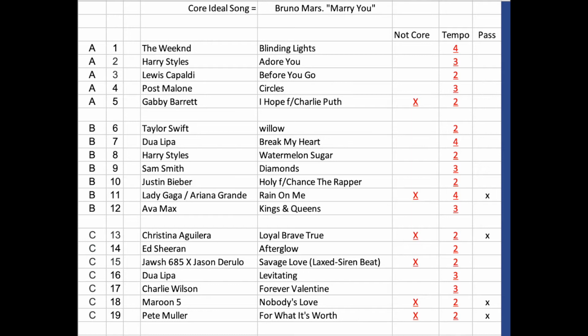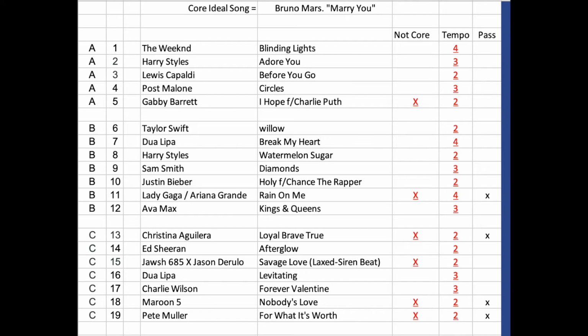As you can see, looking at the spreadsheet, the core ideal song, Bruno Mars, there's Marry You. I already told you about that. And then there's 3 other columns. Again, you can make this any way you want. I'm just doing this to explain it to you. You see 3 columns: not core, then tempo, then pass. Now, pass, to me, I'll explain that when I get to it.